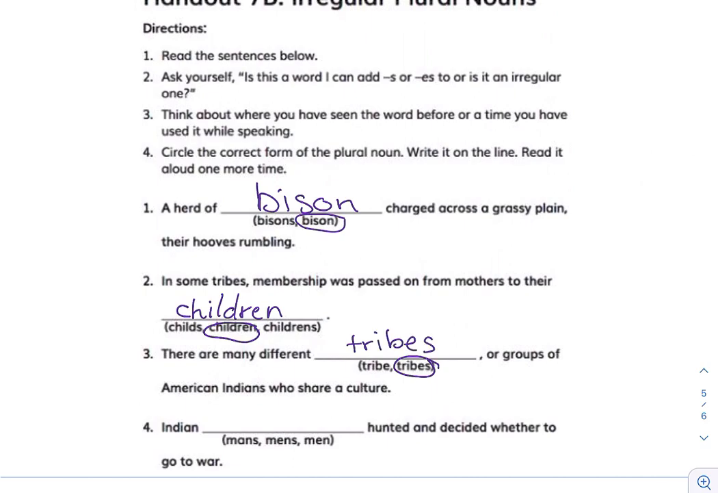And we have one more. Indian blank hunted and decided whether to go to war. Is it mans, men's, or men? Good, men. Indian men hunted and decided whether to go to war.